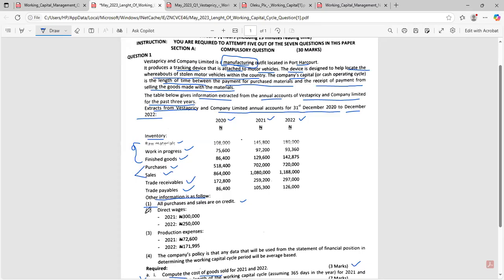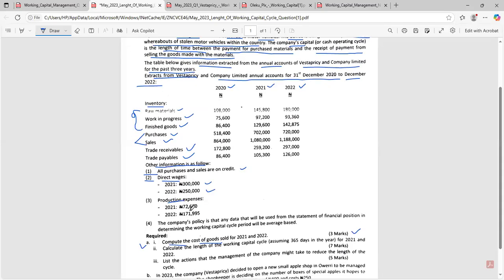Then, point number two, they said direct wages, 300,000 for 2021 and 250 for 2022. We're going to be needing this figure to compute our cost of goods sold. I'm going to show you how we go about that. Then we have production expenses. We have for 2021, 72,600, and for 2022, 171,995. We're also going to be needing this to compute our cost of goods sold, isn't it? Then we have number four.